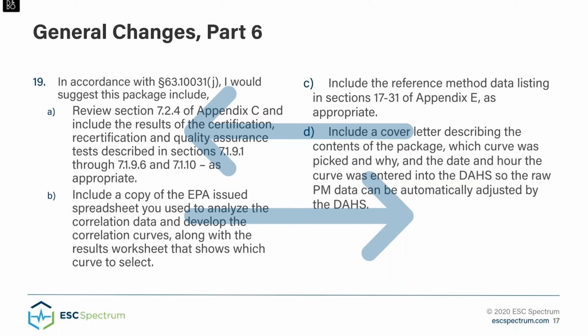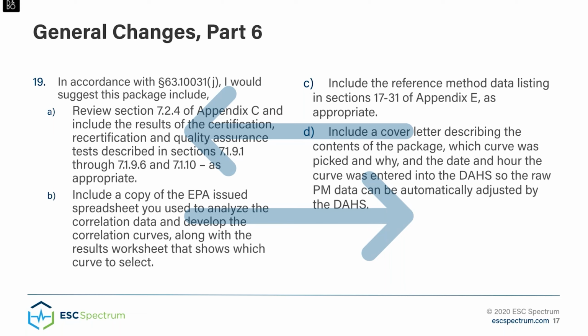I'm also suggesting that you would include in that package a hard copy of the EPA's spreadsheet. You might remember, if you're using PMCMs, that the EPA has a spreadsheet in which you enter all the PM correlation data, and it analyzes the data 5 different ways and tells you which correlation, which analysis method gives you the best results, whether it be polynomial or a power curve or a linear curve or whatever. And so I suggest it might be a good idea to back up your claim of which curve you're using. You should include a hard copy of that spreadsheet along with your certification package.